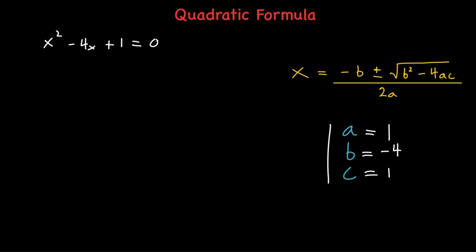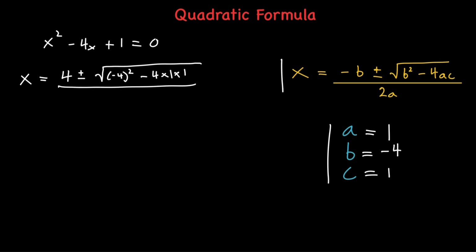And so now using these values, we can substitute them into the quadratic formula and then simplify to find our values of x. So x equals minus b. So minus 4 is just positive 4, plus or minus the square root of b squared, so minus 4 squared, minus 4 times a, which is 1, times c, which is also 1. And all that divided by 2a, 2 times 1, which is just 2.